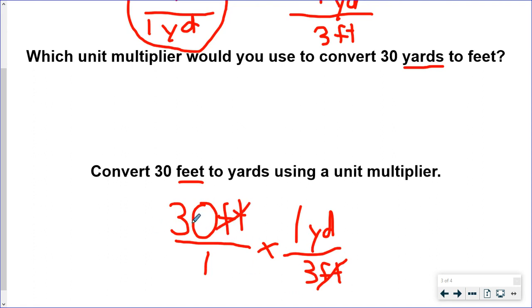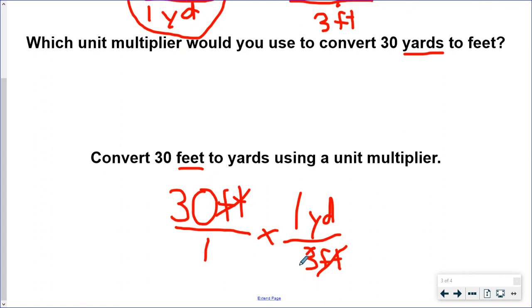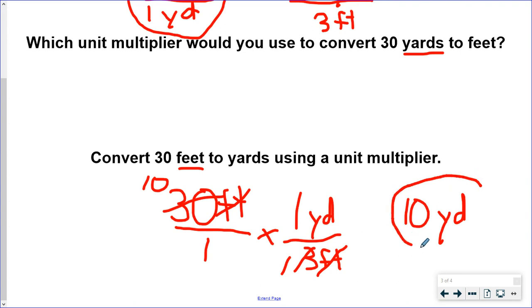And now I know that 3 and 30 can both be divided by 3. So this becomes a 1. This becomes a 10. And so if I multiply across, my answer is going to be 10 yards. Here's my answer. Okay, so be careful, 6th graders. Don't fall in the trap that I just did. This one said convert 30 yards to feet, but then switched it on me here.